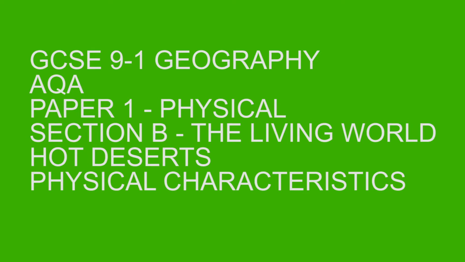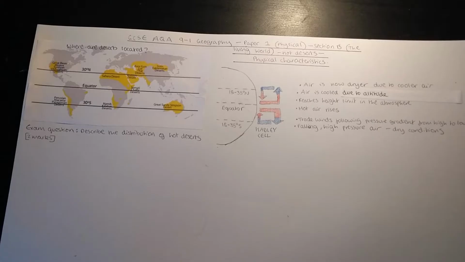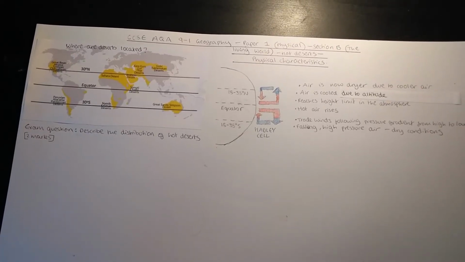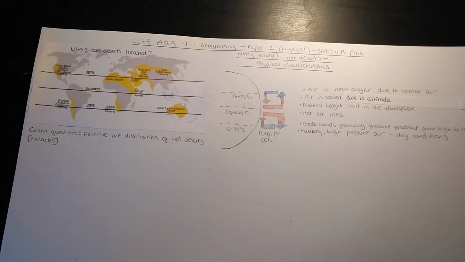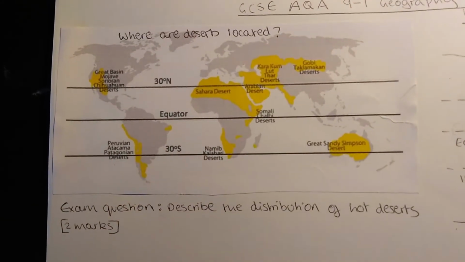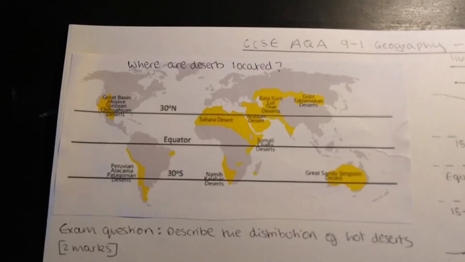Hello, this is the GCSE 9 to 1 AQA Geography, Paper 1, Physical, Section B, The Living World, video on hot deserts, and specifically their physical characteristics.